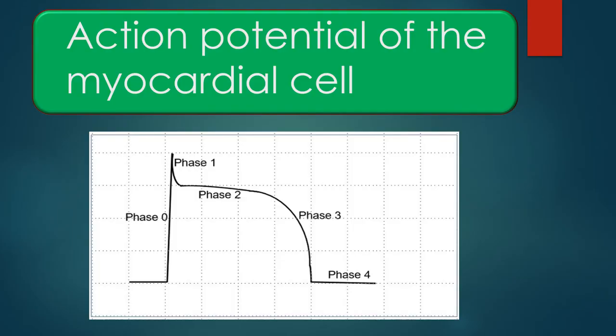This is the diagrammatic representation of the action potential of the myocardial cell. The initial rapid upstroke is phase 0, and the next rapid downslope is phase 1. It is followed by a plateau phase known as phase 2, and the third phase is a slow decline, and the fourth phase is in diastole, which is back to the baseline.